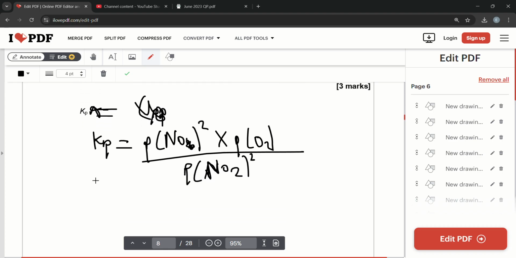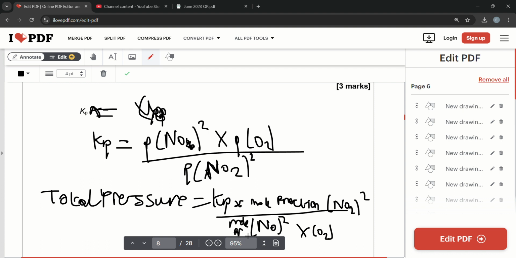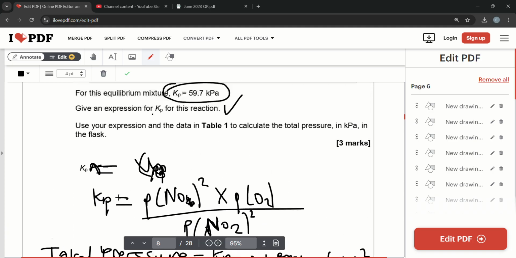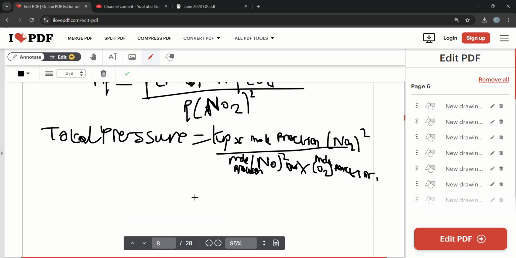What we can say is that total pressure, if we rearrange it, we get total pressure is Kp times by mole fraction of NO2 squared over mole fraction of NO squared times by mole fraction of O2. And now we just substitute the values in.